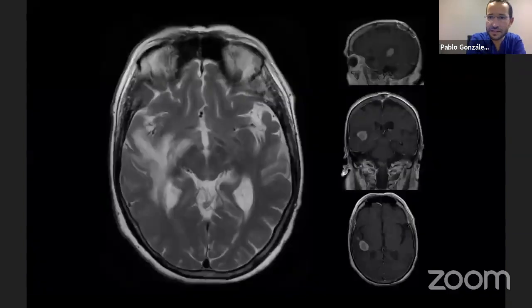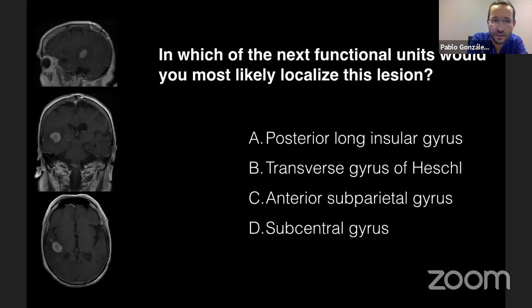Let's go for this case. This is a 73-year-old lady who came with auditory hallucinations. And you can see that tumor located there. And I'd like to have your opinion about which functional unit you think this tumor is located in.